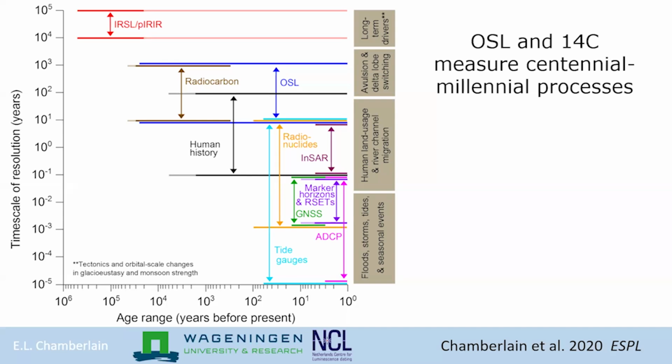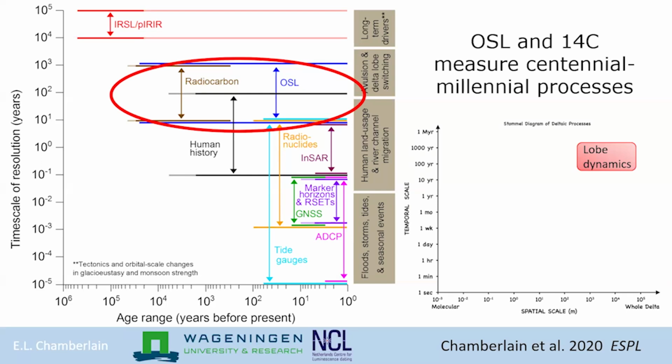And then looking at that plotted here, ranging from very short-term processes like floods, storms, tides, and seasonal events, up to human land use change, river channel migration, and then the longer time scale, avulsion, delta lobe dynamics. When we can use these different methods to interrogate a system, we get a more complete view of its dynamics. So OSL and radiocarbon contribute to that by dating these longer time scale processes, which plot here on our diagram. So this is a task to add them later.